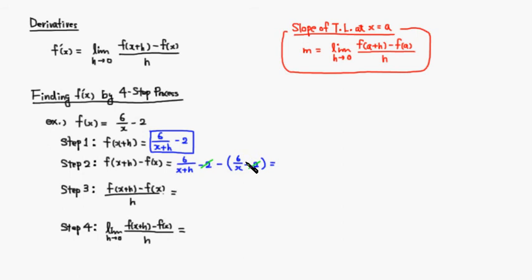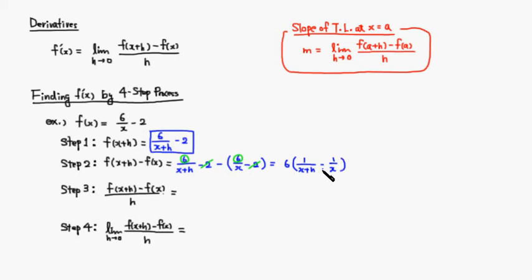Both of these have 6 in them, so there's no point in writing it twice. I'm going to pull that out, so 6 is in front. Then what you have is 1 over x plus h minus 1 over x.